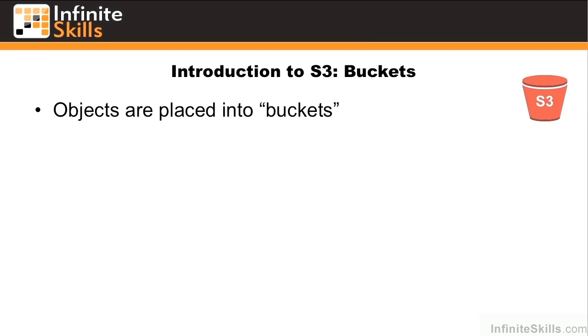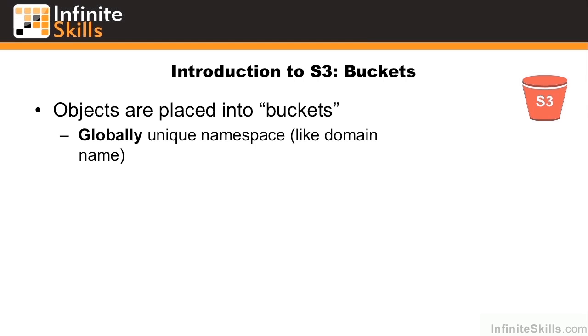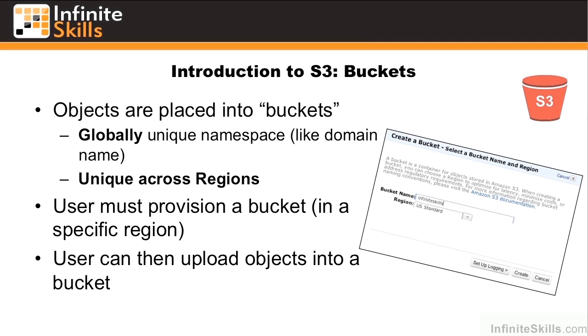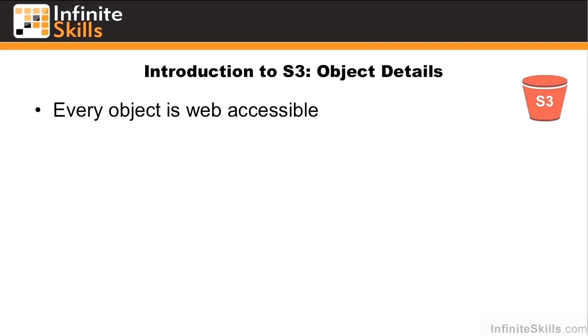A user has to provision a bucket before they can put objects into it. Buckets are globally unique namespaces. Think like domain names. They're unique across regions. A user has to first provision a bucket in a specific region, and then they can add objects into the bucket. Every object inside of S3 is web accessible to the owner only by default. Of course, the owner can open up permissions so that the entire web can see it as well.